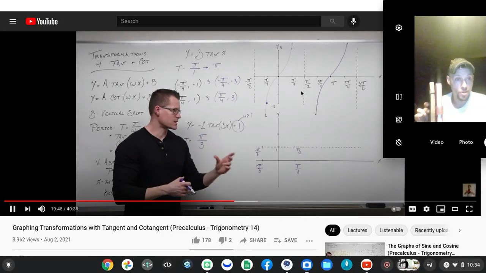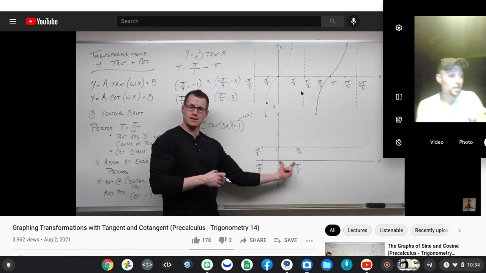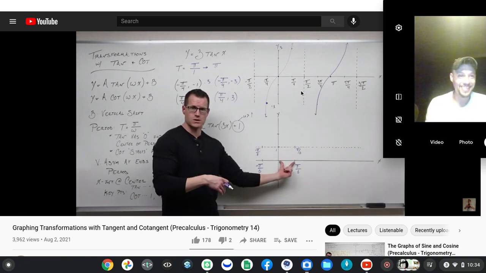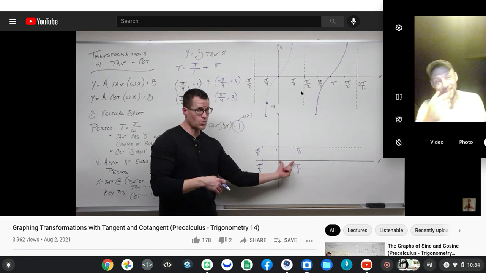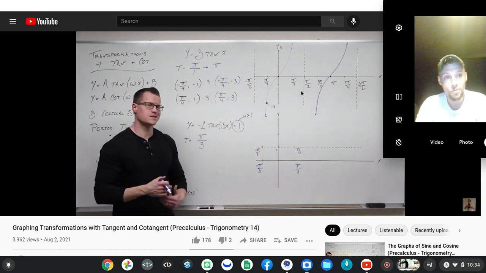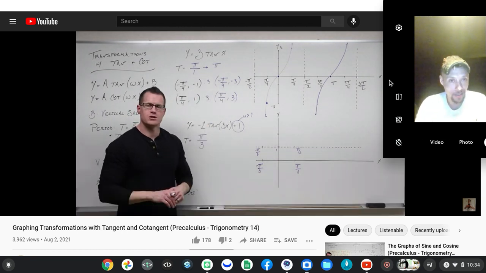So the quarters of the period: find what the distance is and divide it by 2. You can always do this by averaging if you want to. Put in pi over 6 plus 0, and pi over 6 divided by 2 is pi over 12.